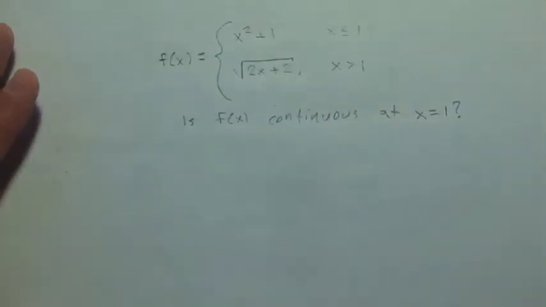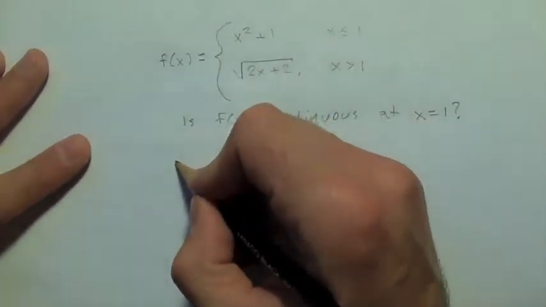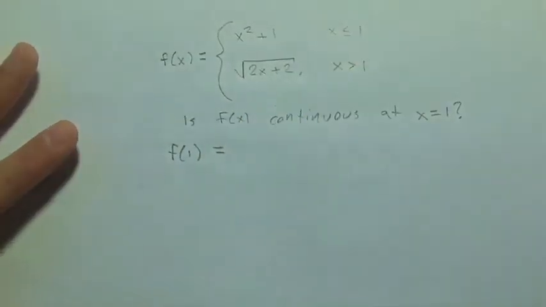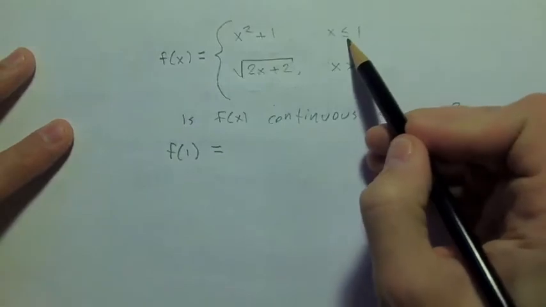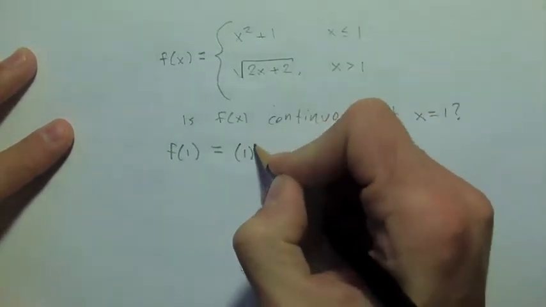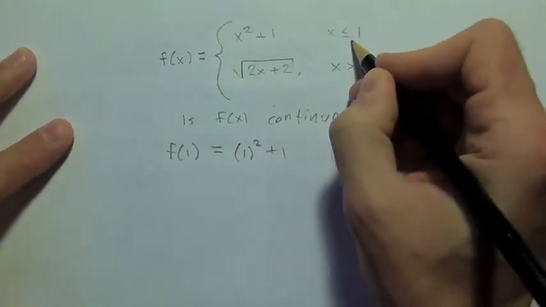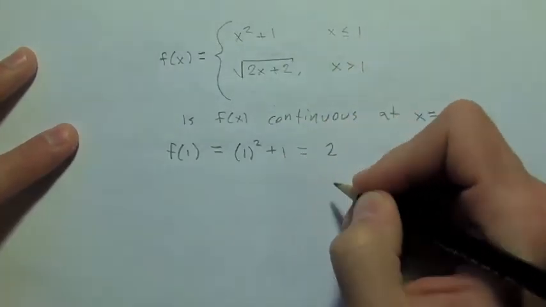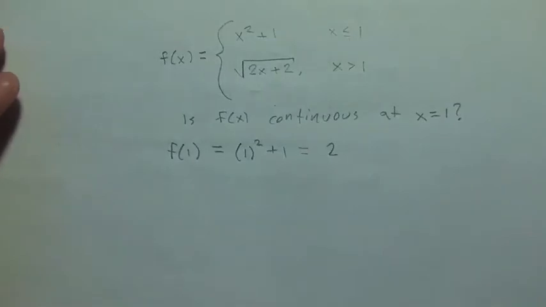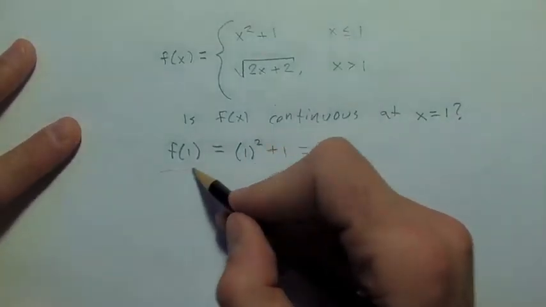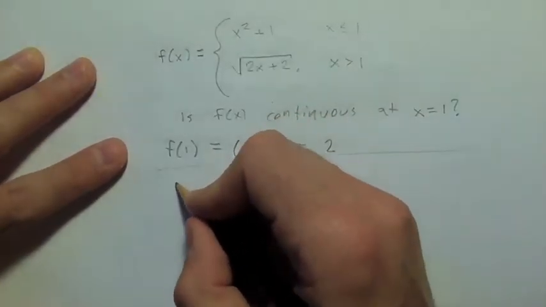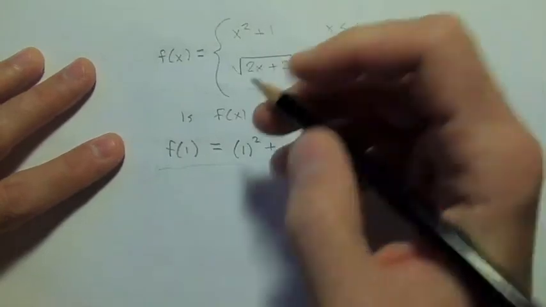Okay. So what's the first thing we look for? Does f of 1 exist? Okay. So we have an or equal to sign, so yes, it will be 1 squared plus 1. We go to this top piece because that's when x is equal to 1, and so we get 2. Next thing is, does the limit exist? So the limit, well, we've got to check both sides.